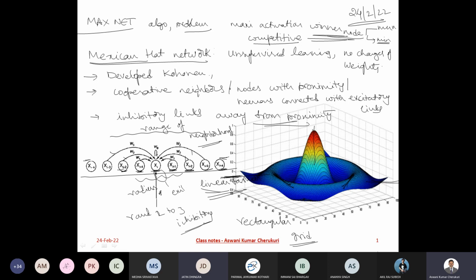So now let us see the algorithm of the Mexican hat. Anyway, it is there in the book, but I'll just keep it for your reference here in the slide. And then we will discuss that algorithm.